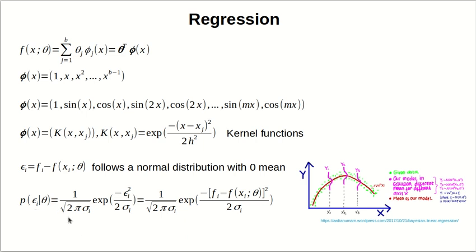So that's how we utilize this Gaussian distribution to describe this regression problem. So now the problem is how do we maximize this probability?